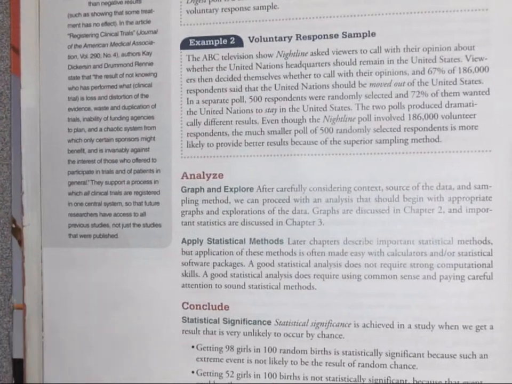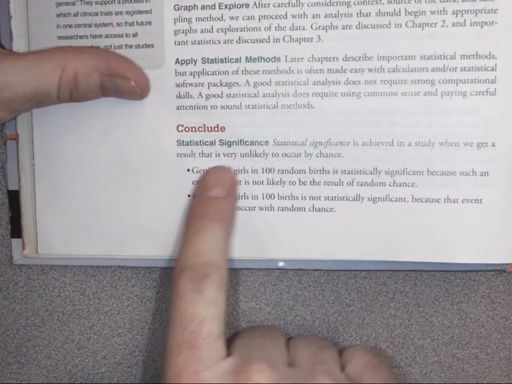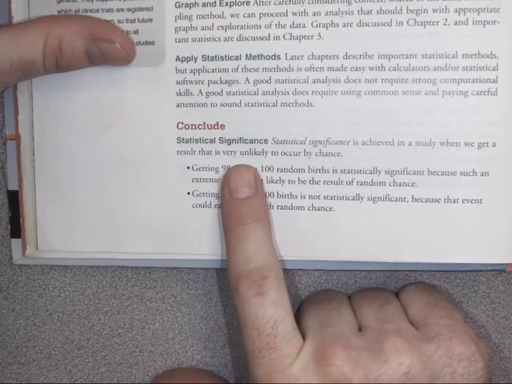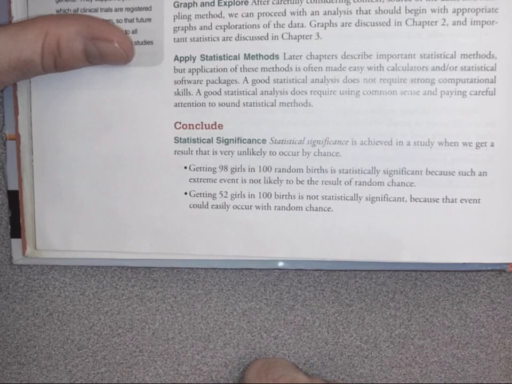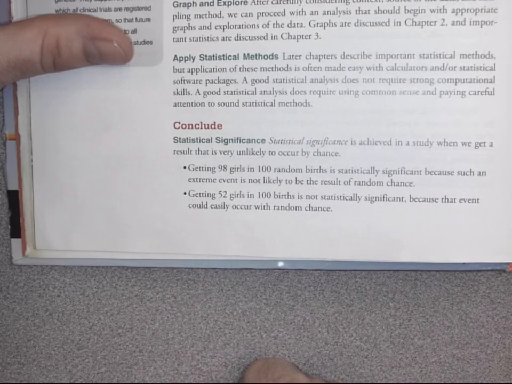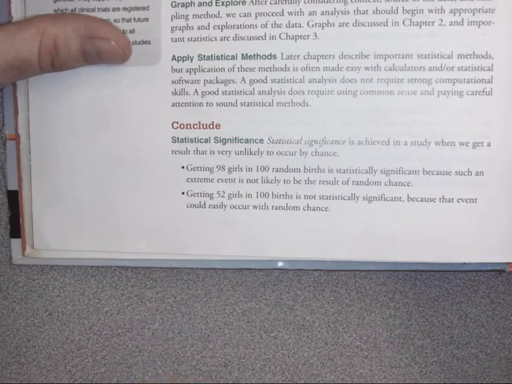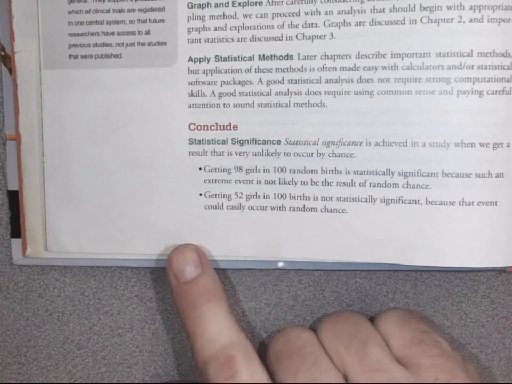Now, statistical significance. Let's talk about statistical significance. It says statistical significance is achieved in a study when we get a result that is very unlikely to occur by chance. So let's take a look at the two situations. Let's look at the bottom one first because it's easier to talk about.